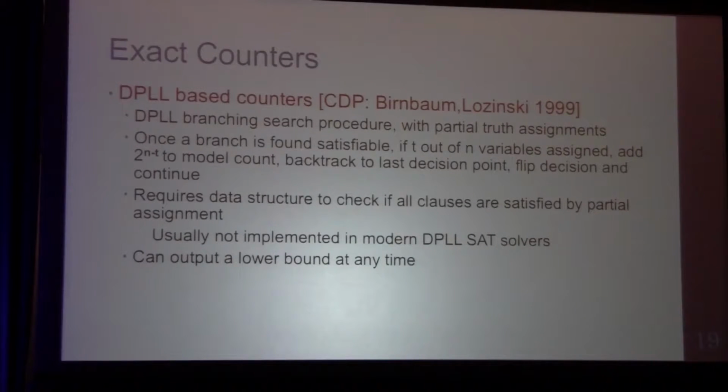So if t out of n variables have been assigned, and you already know that the branch is satisfied, then you know that for all 2 raised to n minus t assignments to the remaining variables, the branch will be satisfied. So this is a fairly simple idea. It requires some special data structures to check if all clauses are satisfied by a given partial assignment.